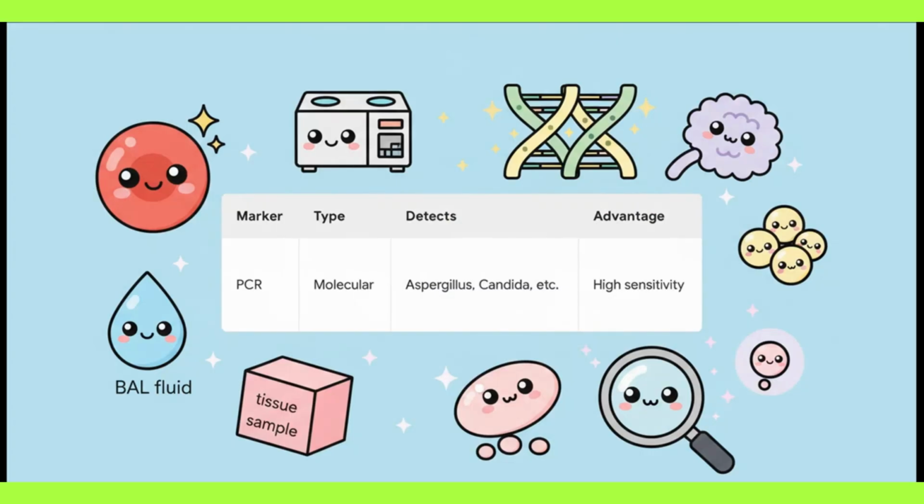And the most common molecular test out there is PCR, or polymerase chain reaction. As you can see, this can be used on all sorts of samples: blood, lung fluid, tissue. Its biggest advantage is its high sensitivity. It can detect even the tiniest amounts of fungal DNA from a whole range of pathogens, like Aspergillus, Candida, and Pneumocystis.